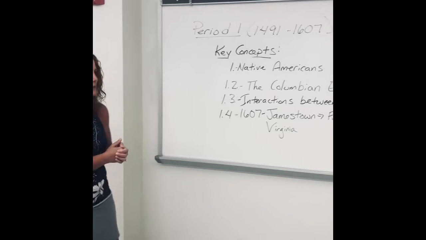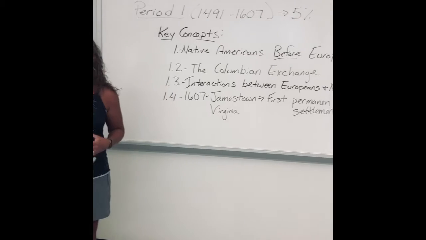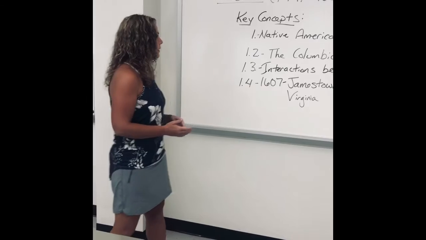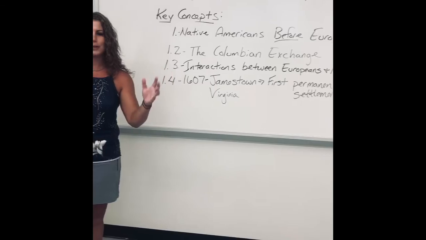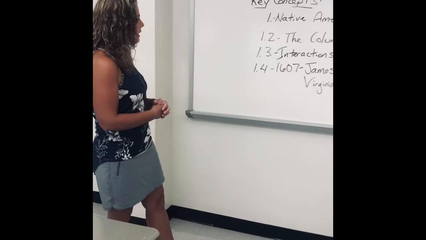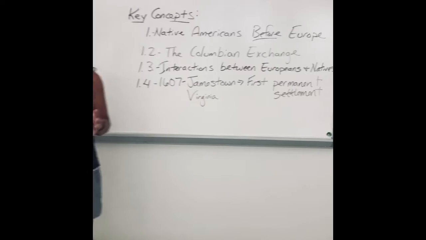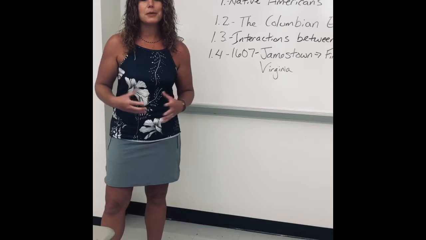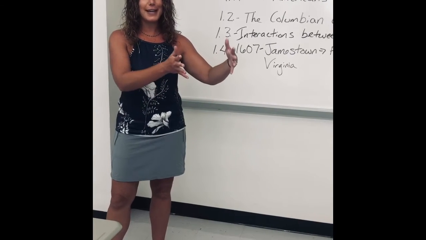So the first one is to understand the different tribes, their way of life, all Native Americans before Europeans arrived. So make sure you have a firm handle on that. The second concept deals with the Columbian Exchange, and there's an entire section in your book devoted to that. We'll talk a little bit more about that. The third section is interactions between Europeans and the natives. And you need to know the negative interactions, but you should also be really familiar with some of the positive interactions, and also ultimately how that worked out for most of the natives.